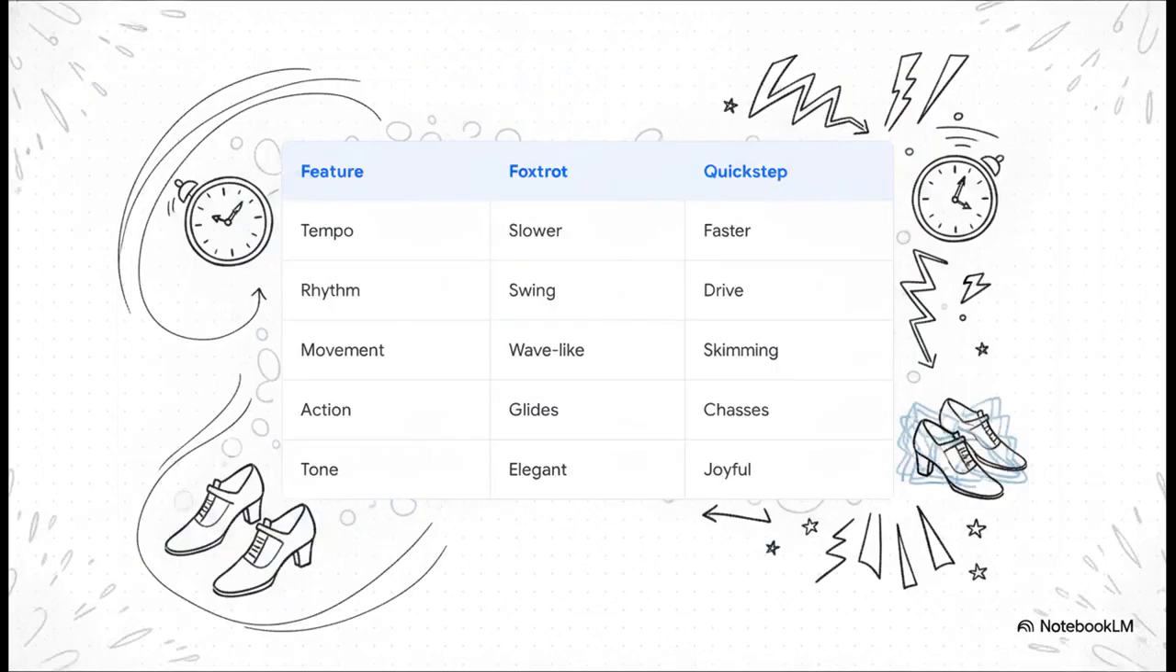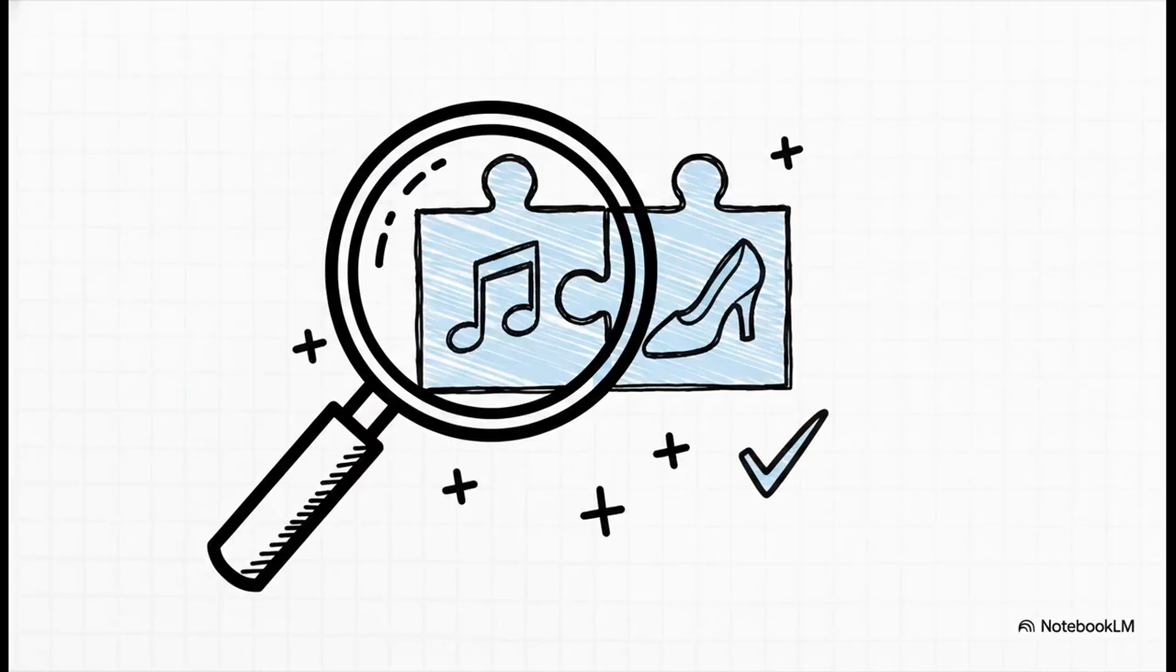So let's see how all of this builds into our ultimate spotter's formula. Look at how these elements stack up. Foxtrot gives you slower tempos, swing rhythm, wave-like movement, gliding footwork, and a graceful tone. Quickstep gives you fast tempos, driving rhythm, skimming movement, rapid chassé footwork, and joyful intensity. Seeing it all mapped out like a cheat sheet really highlights just how mechanically and emotionally distinct these two golden era dances truly are.